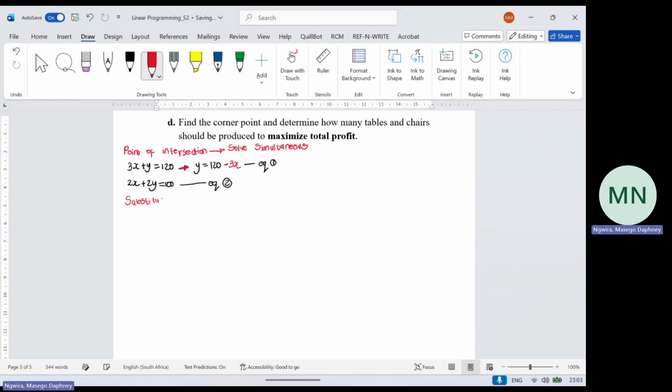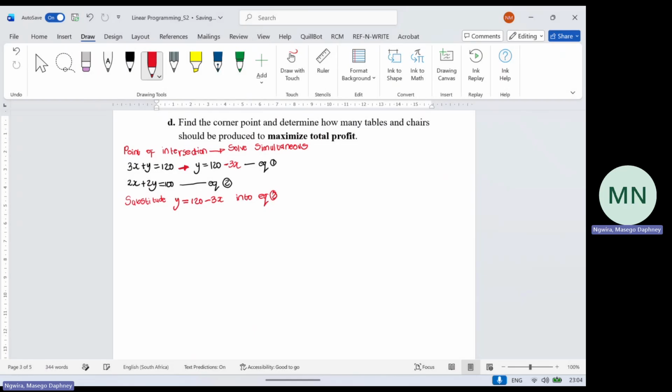Substitute. To substitute, you are replacing. Substitute y is equal to 120 minus 3x. So what do I mean? Into equation 3. You can't put it into equation 1 because this is equation 1. All right, so what do I mean by this?